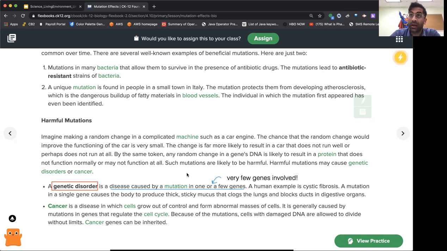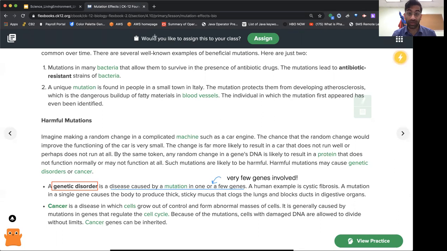So normally there is a process by which cells are regulated and they don't just kind of continue to multiply willy-nilly. Cancer kind of removes that self-regulation. And so it says because of the mutations, and those are genetic mutations, cells with damaged DNA are allowed to divide without limits, and cancer genes can be inherited. However, cancer is a little bit different because it's not out of a single mutation in one or a few genes. It is a malfunctioning cell due to mutations in the regulation of the cell cycle.